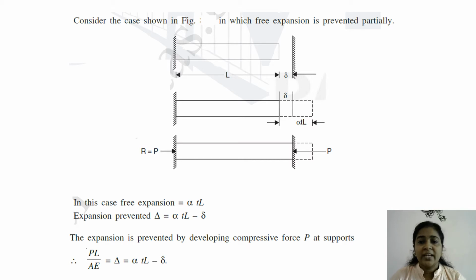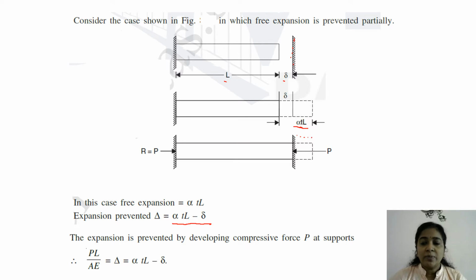Now let us consider the case of a bar whose expansion is prevented partially. Here we consider a bar of length L, which is allowed a free expansion by an amount delta is permitted. Then it is restrained. Restraints are provided here. If there were no restraints, due to change in temperature T the free expansion would have been alpha TL. But only up to delta is permitted here. So the expansion prevented is alpha TL minus delta. That is the expansion prevented.